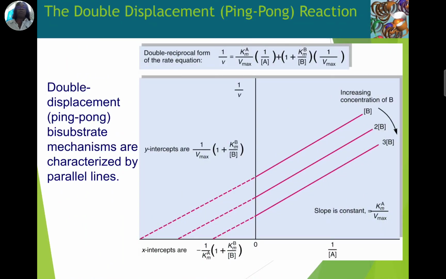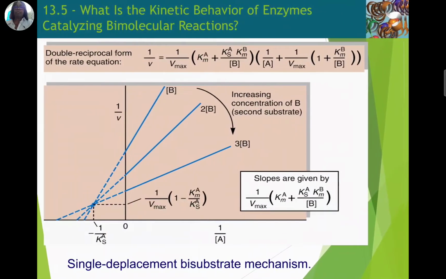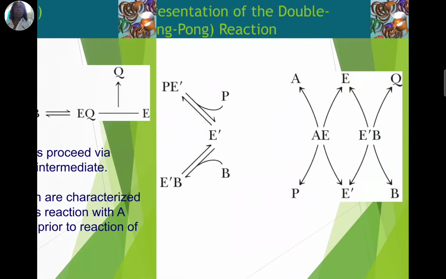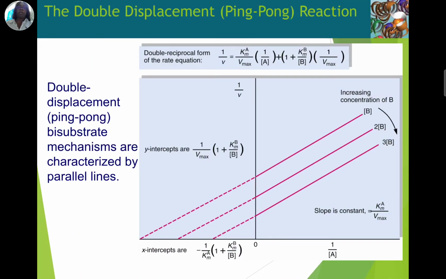So in a double displacement reaction, notice that as you change the concentration of the substrate, you get parallel plots. You recall, let's go back, that in the single displacement reaction, as we increase the concentration of the second substrate, we saw a change in the slope. With the double displacement, the slope remains the same, but the intercept varies. So we get parallel lines as we increase the concentration of B. Again, pause and think, what does that mean and why is it so?